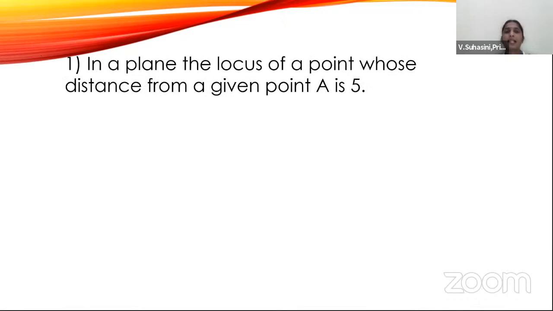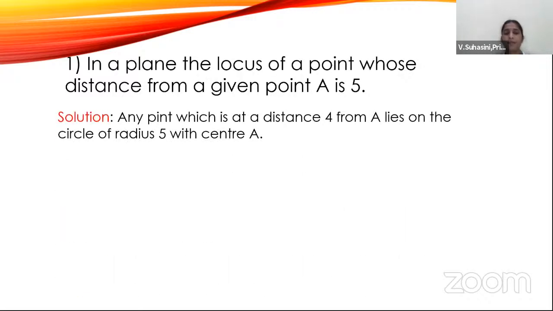In a plane, the locus of a point whose distance from a given point A is 5. How to write the solution in your intermediate is like this, stepwise solution. Now we are talking only about the locus. We are not talking anything more than the locus. In the first class, what we are doing is, we are talking about which geometric figure we may get. That analysis we are doing, that's all. Nothing more than that, children.